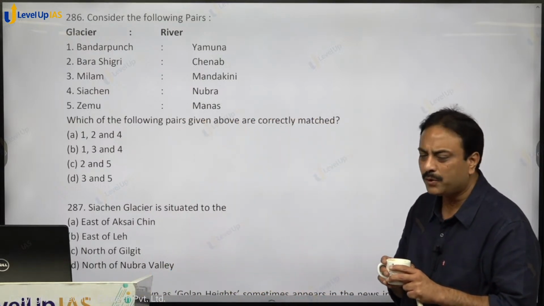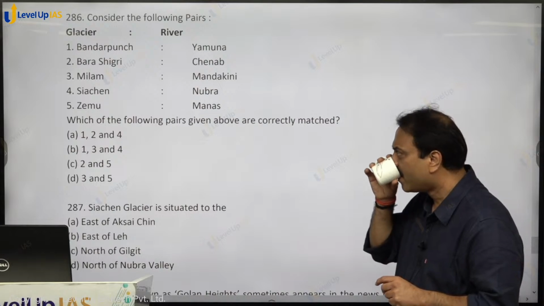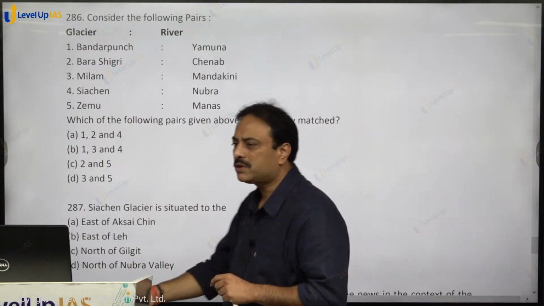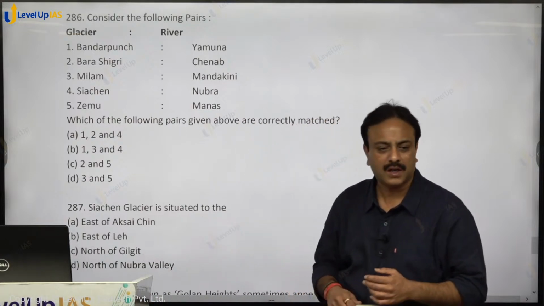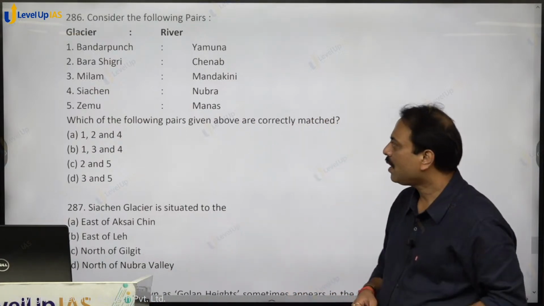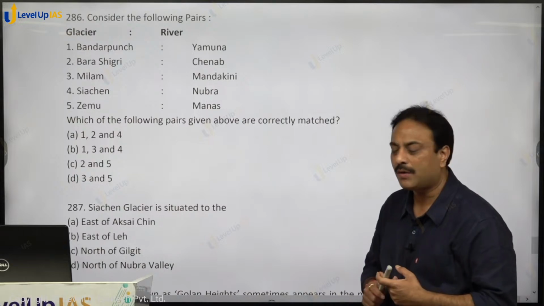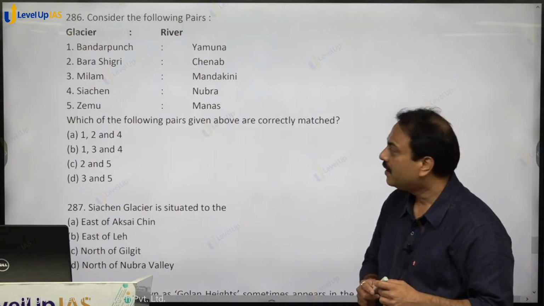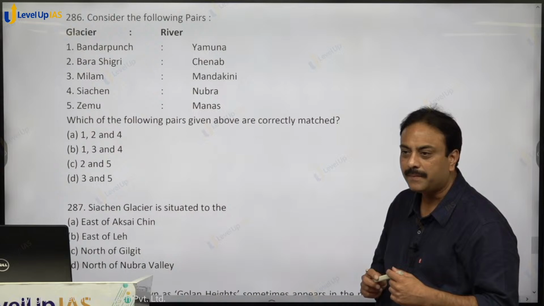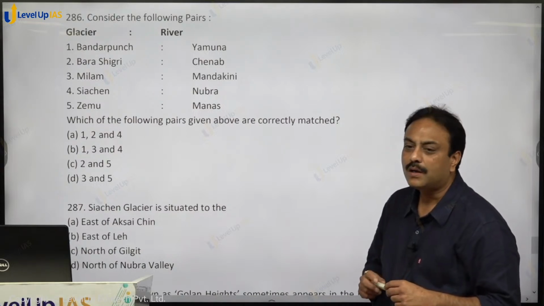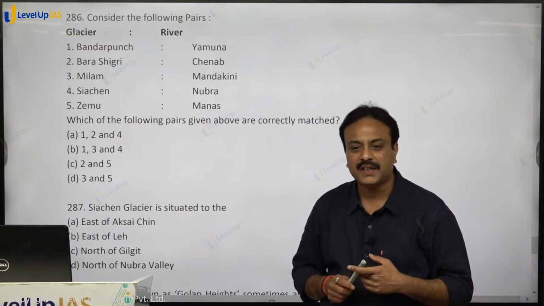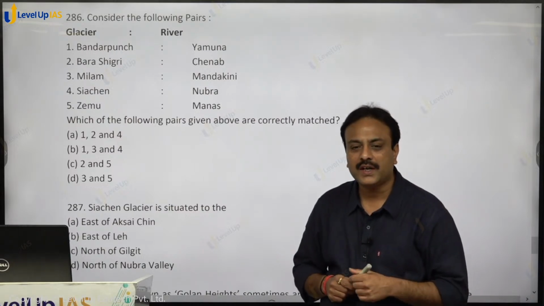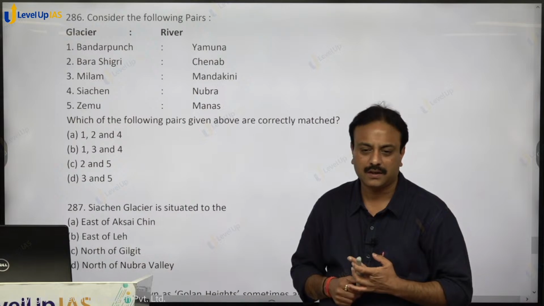So number 1, Bandar Pooch. Close to Yamunotri you are having this glacier. Bandar Pooch is the origin of river Yamuna. 100% correct one. Bara Sigri, or Bada Sigri, is the origin of Chenab. Bara Sigri is the largest glacier of the Lahaul Spiti region. It is located close to Chandratal.